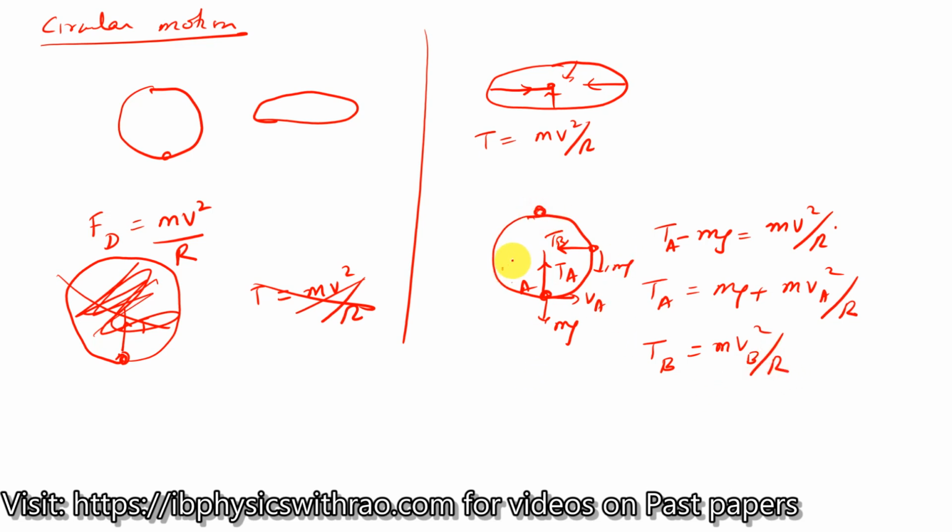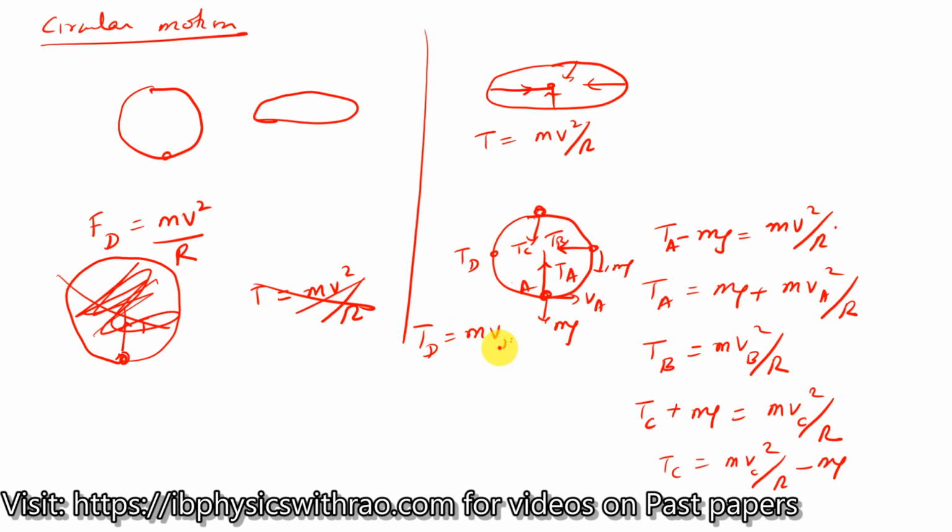If I consider this point and I ask you what is the tension here, let me call this tension Tc. Then I can say Tc is acting downwards, mg, the weight of the stone, is also acting downwards, so Tc plus mg should be equal to mvc square divided by r, or Tc should be equal to mvc square by r minus mg, right? And if I ask you what is the Td here, I can say Td is equal to mvd square divided by r. But this Vd and this Vb will be the same. So I can now say tension Td is equal to tension Tb. You can say like this.